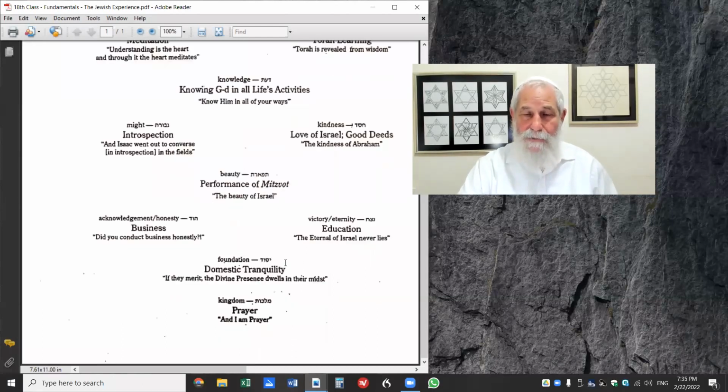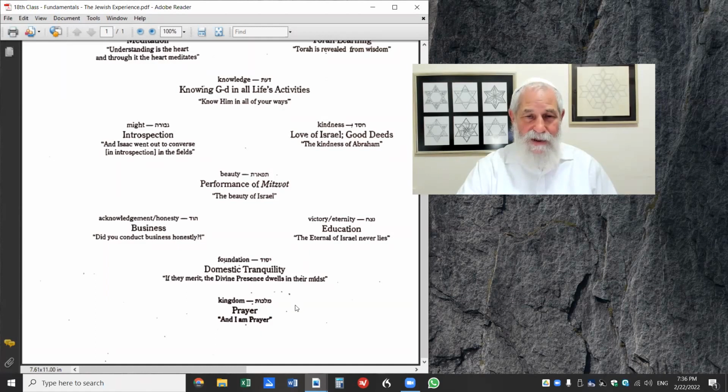When we get to Yesod, it's what's called Shalom Bayit, domestic tranquility. And the reason that it's here in Yesod is there's no doubt that the foundation of Judaism is the home. Some people think it's the synagogue. The synagogue is very, very important, but nothing is more important as a foundation for Jewish life than the home. And of course, the home depends on domestic tranquility.